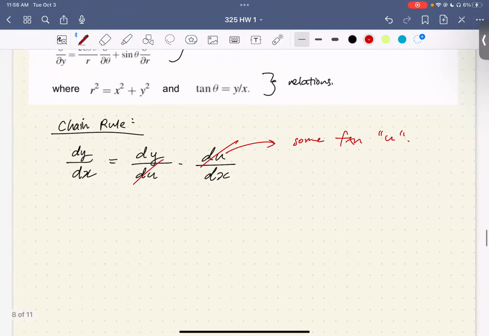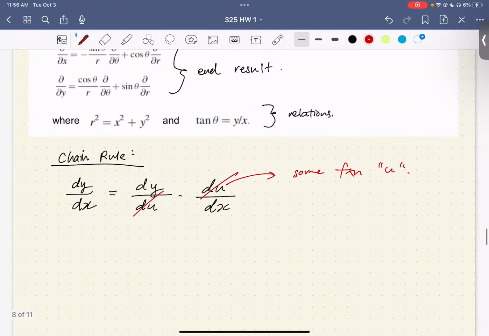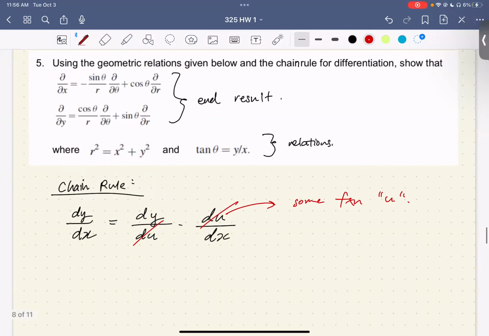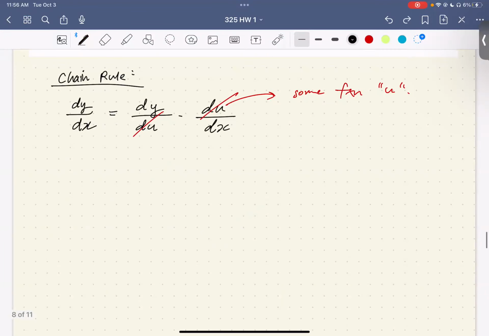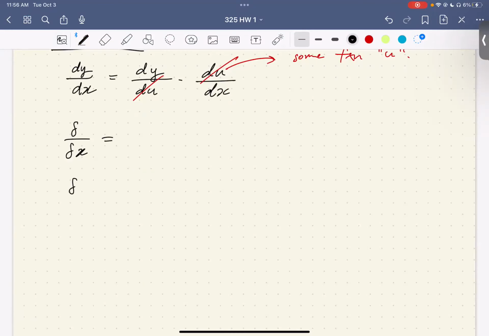In relation to our context, we can clearly see that we need to find right over here the partial derivative with respect to x and the partial derivative with respect to y, right? So let's just write that out. We have d dx is equal to blank, and we have d dy. This is what we're expected to derive using this chain rule.